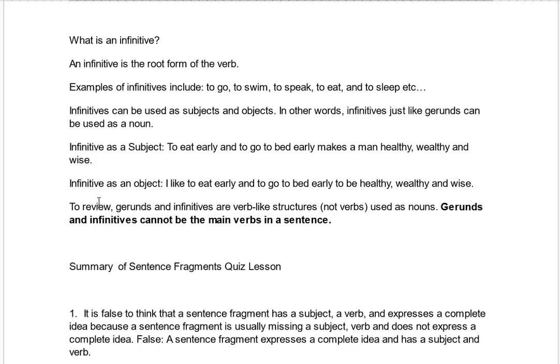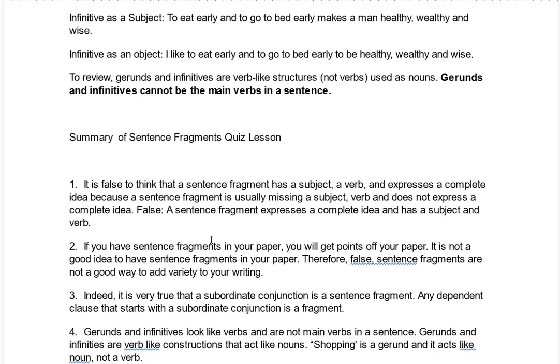Now, an infinitive can be used as an object. I like to eat early and go to bed early to be healthy. So I is the subject, like is the verb. To eat early and to go to bed early are objects. So here you have the infinitive as an object. So to review, gerunds and infinitives are verb-like structures used as nouns. Gerunds and infinitives cannot be the main verbs in a sentence.